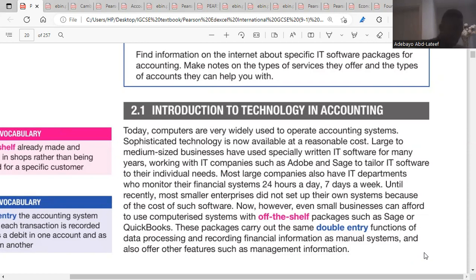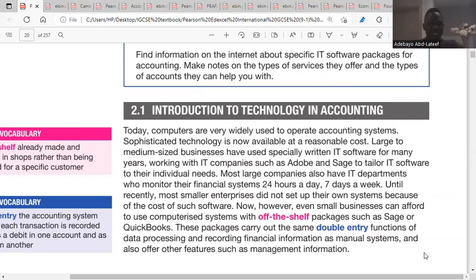So here I wrote this introduction to technology in accounting. This implies the use of different accounting software for accounting records by businesses. Small shops do use off-the-shelf packages such as Sage or QuickBooks. When I talk about an off-the-shelf package, it's any software solution which is usually developed for commercial purpose. There are different software that small businesses can use for large customers. So we call them off-the-shelf. That means it is always ready to be used. That's why I call it off-the-shelf.